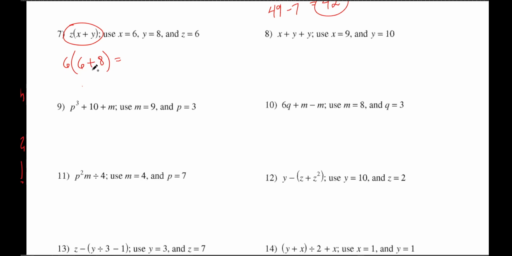Now we do the stuff that's inside the parentheses. All right, so I keep the 6 right there. What's 6 plus 8? That's 14. And then whatever, that's what? 64, I think?